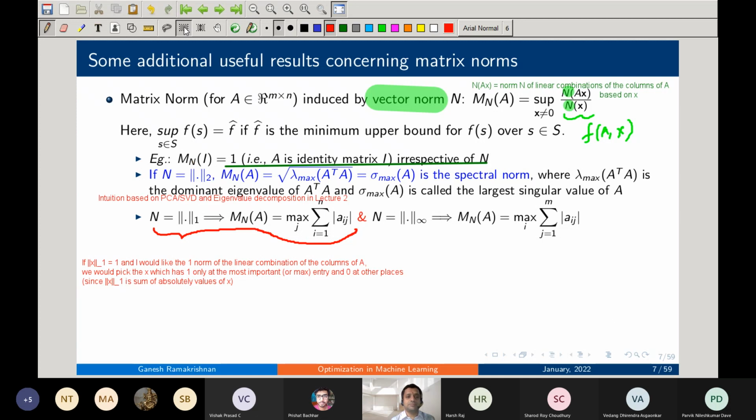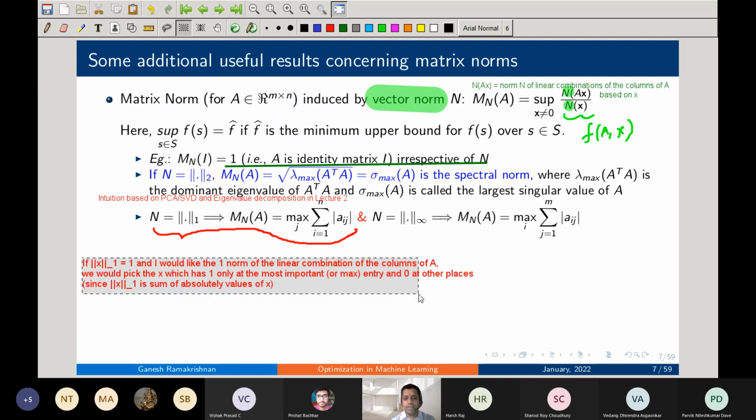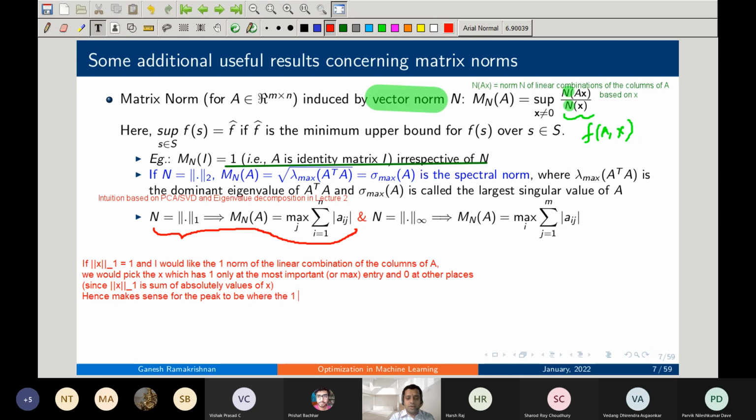Because we are dealing with a linear combination of columns, go back to this, right? Linear combination of columns, hence it makes sense for the peak to be where the one norm of A's columns is the highest, because we are taking a column sum. So what this corresponds to is exactly this, max over j of the sum.